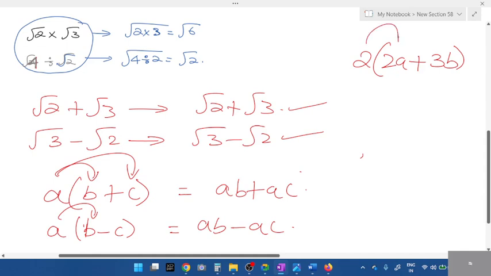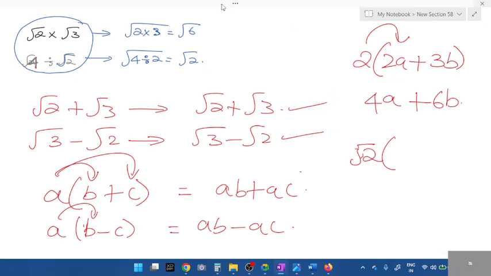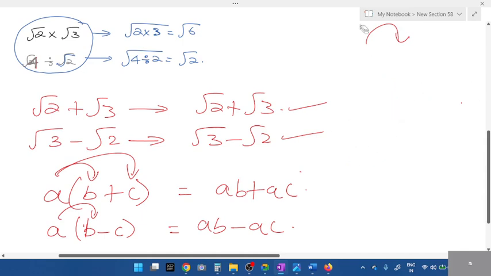If I write like this, 2 into A plus 3B, what's the answer, students? 2 into 2 is 4A plus 6B. If I multiply a square number, fine, that I'll explain tomorrow. It's a lengthy concept. We'll do it tomorrow.